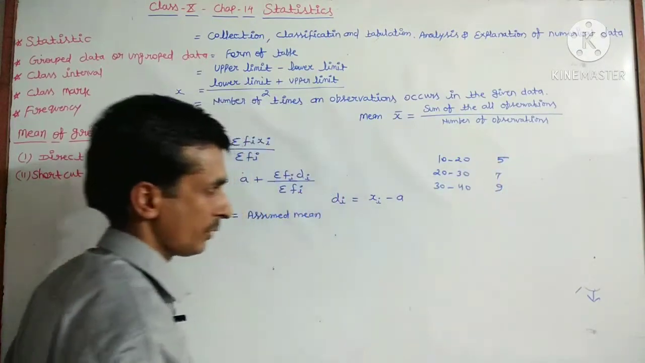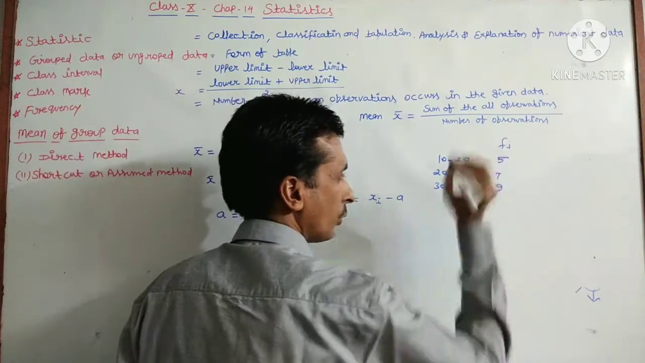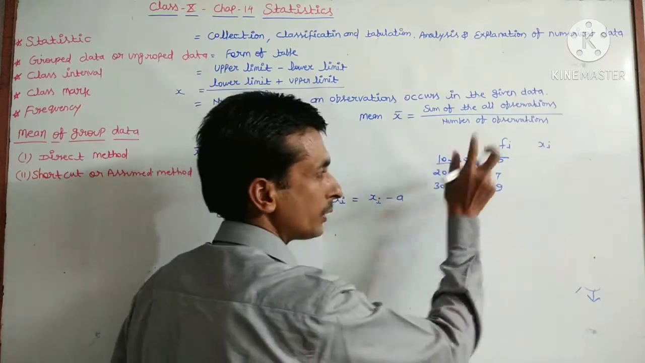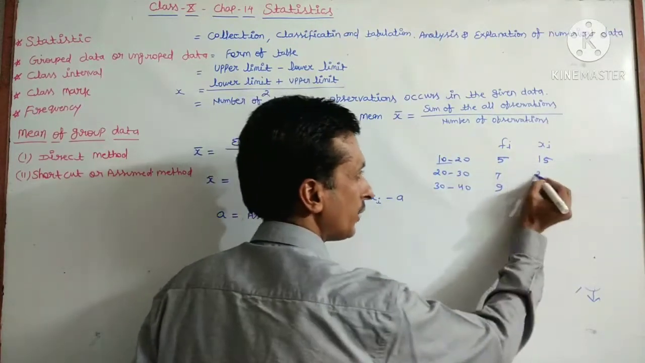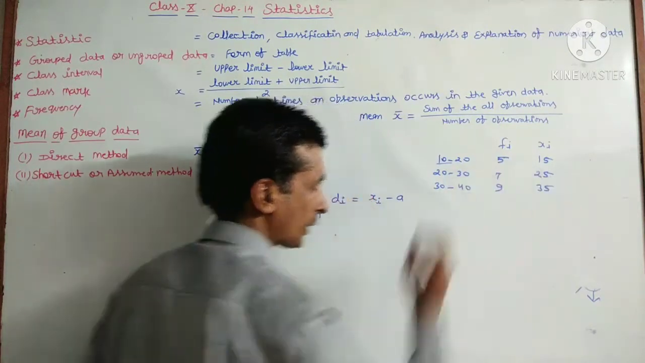There are 3 numbers, and this one value is fi, and you find out the xi. So this becomes 10 plus 20, 30, 30 half is 15; 20 plus 30 is 50, half is 25; and 30 plus 40, 70, half is 35.